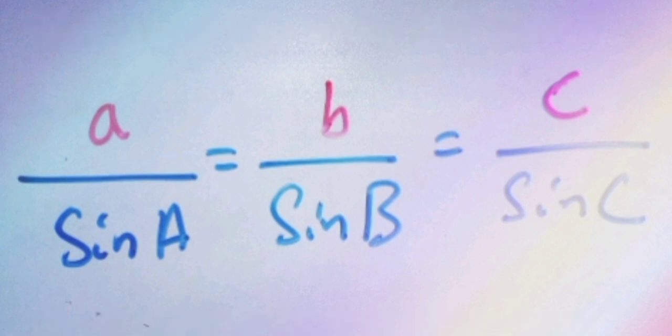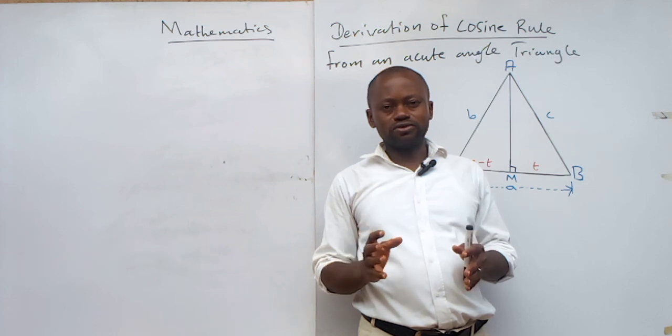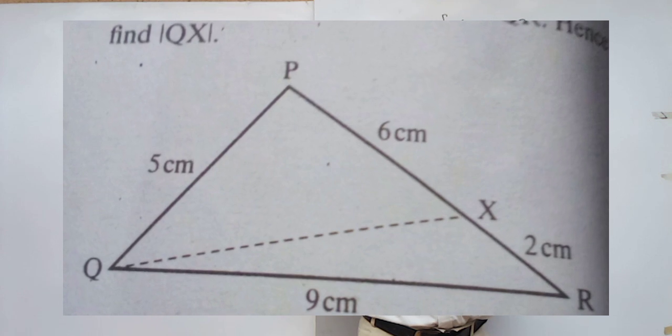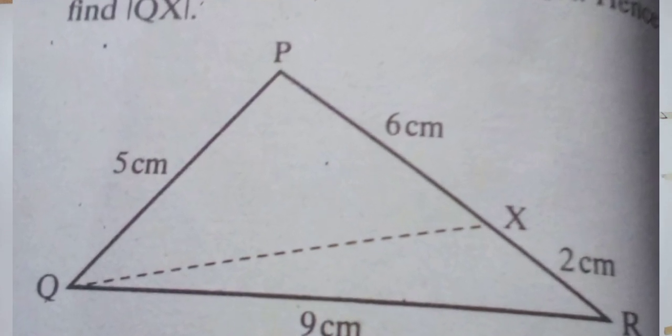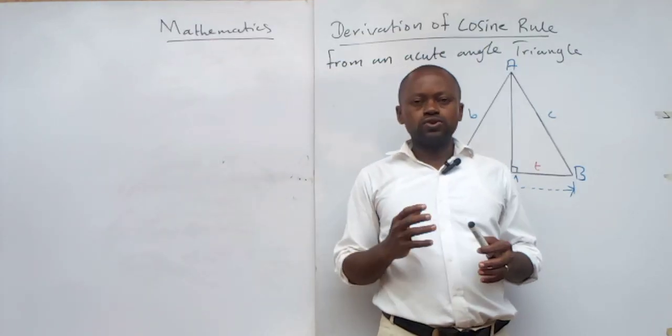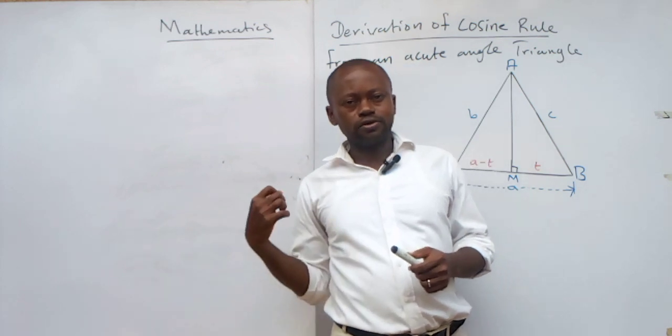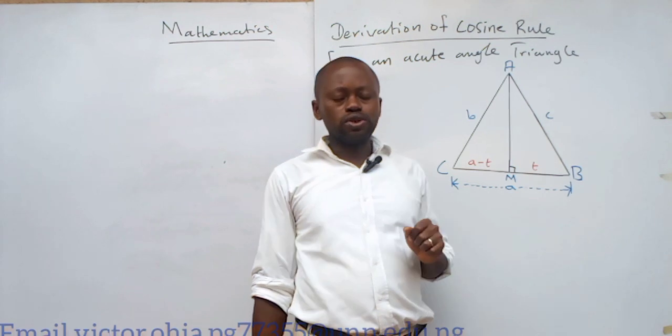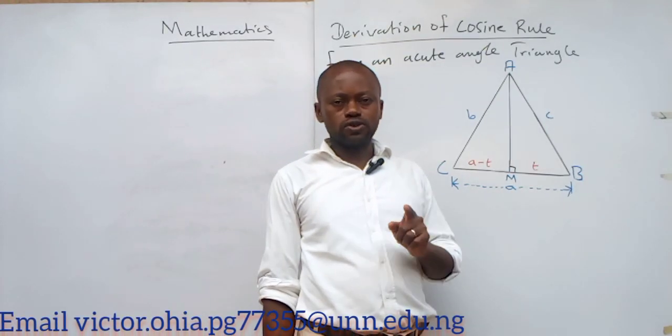We have to do the two at the same time because in application sometimes you use two of them at the same time in one particular mathematical problem. That's why I want us to do the two derivations. We did the sine rule derivation in the last class, and in this class I am going to be looking at the derivation of the cosine rule.